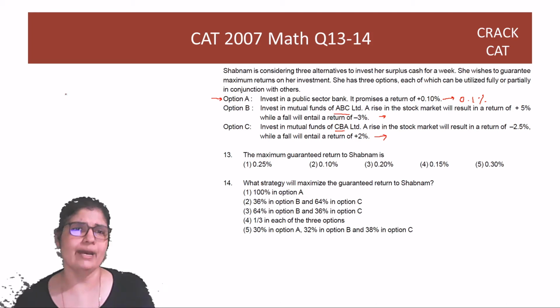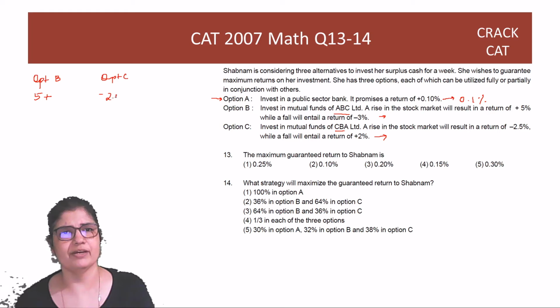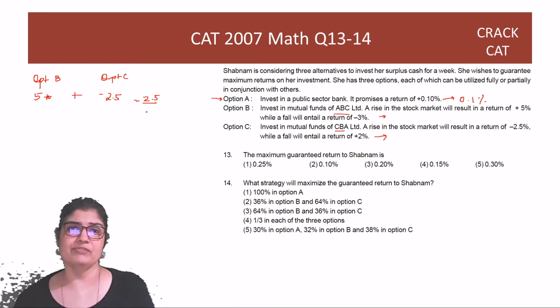So let's see what happens if I invest, right, half and half in both the stocks. So you have option B में half, right, and option C में half. So आधा पैसा means 50%. So when the market goes up, you make 5 on the first one, it's a plus, and your other one you lose 2.5. So overall you have a gain of 2.5, right? Over 2.5 where you have invested equally in both.